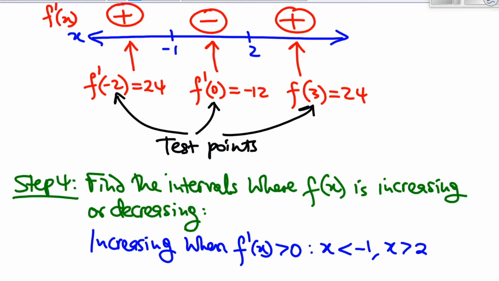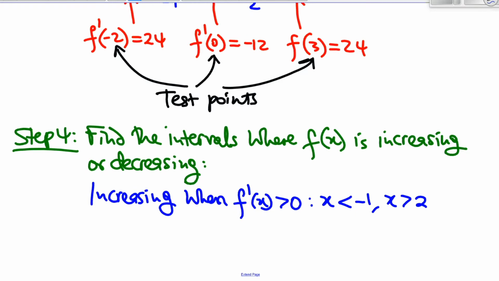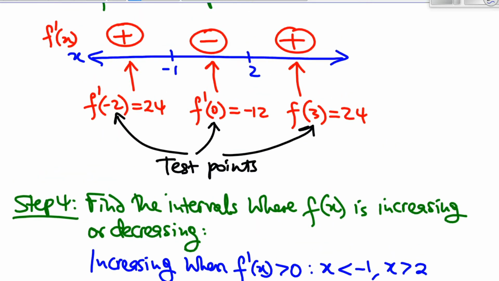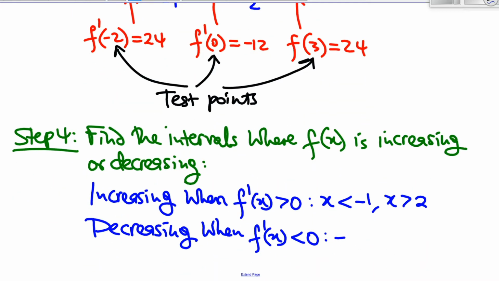And then, when is the function decreasing? We know that a function is decreasing when the first derivative is less than 0. And we just need to investigate. Here, when is the first derivative less than 0? When x is between negative 1 and 2. And that's how you determine the intervals where the function is either increasing or decreasing.